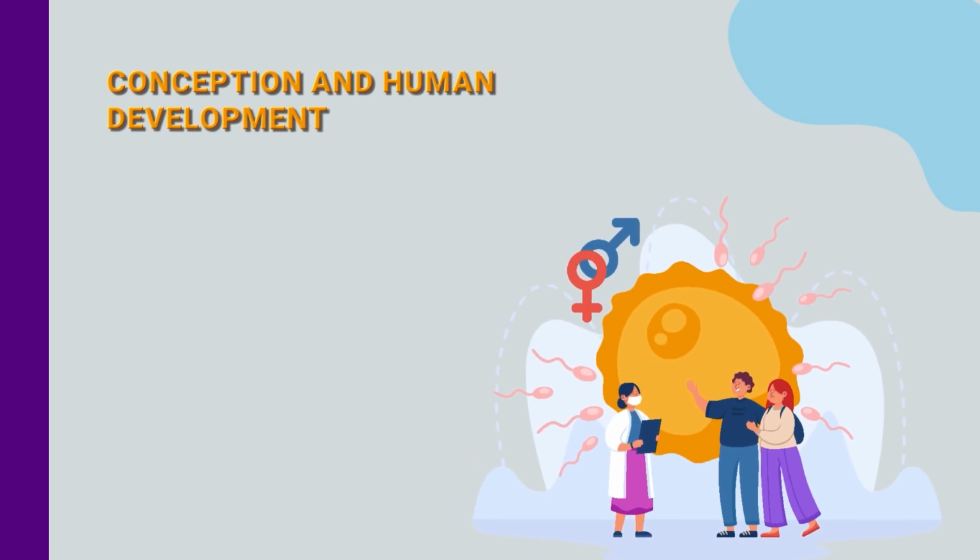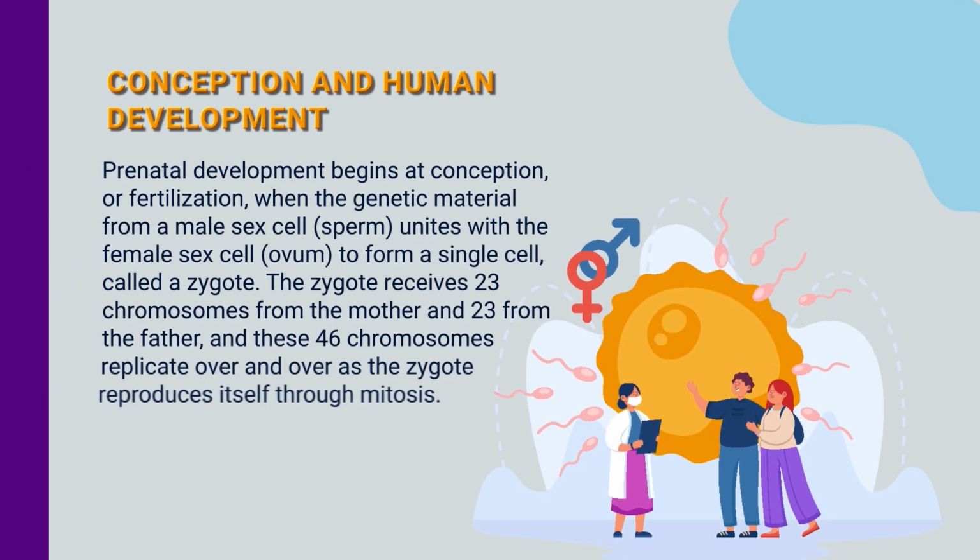Now, what is conception and human development? Prenatal development begins at conception or fertilization. This is when the genetic material from the male sex cell, known as the sperm, unites with the female sex cell, known as the ovum, to form a single cell called a zygote. That is the reason why we call this conception, because when the female sex cell and the male sex cell unite, they form a zygote, and that is how the child develops or is conceived.